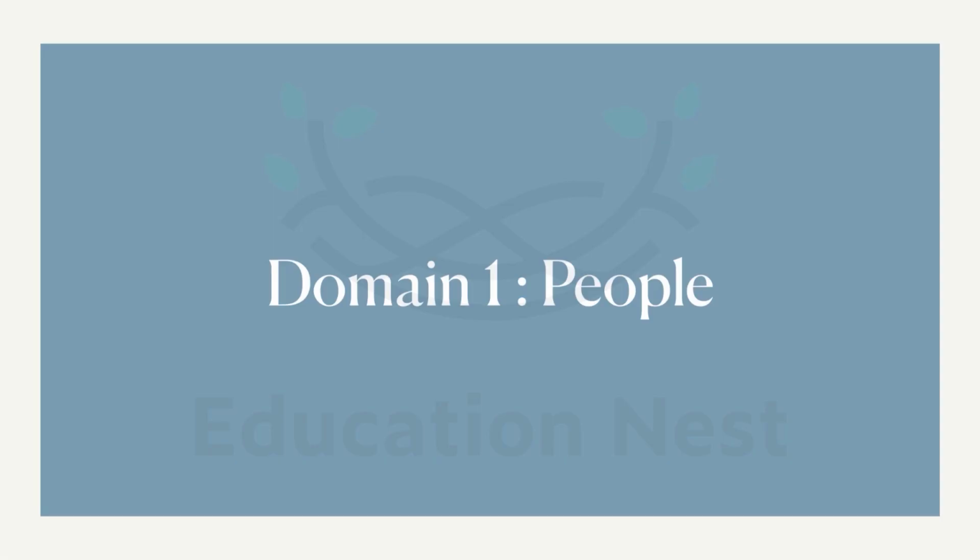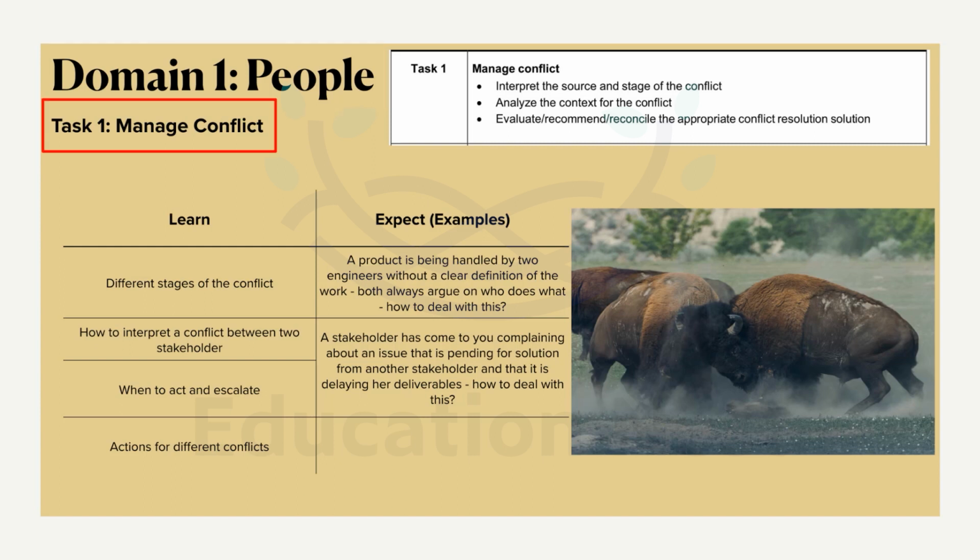Domain, what we will do here is we will go task by task for each domain. As I mentioned, the first domain will have 14 tasks, domain 2 will have 17, and domain 3 will have 4 tasks. So I'll take you through each task independently. Domain 1, task 1, managing conflict.